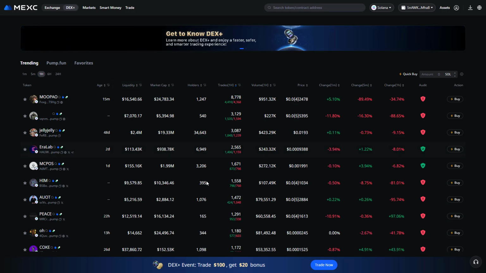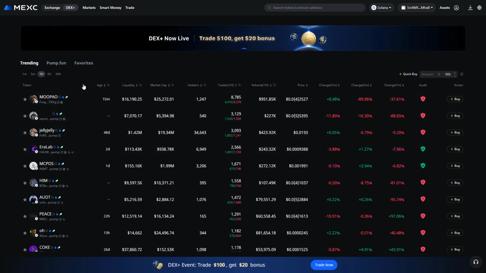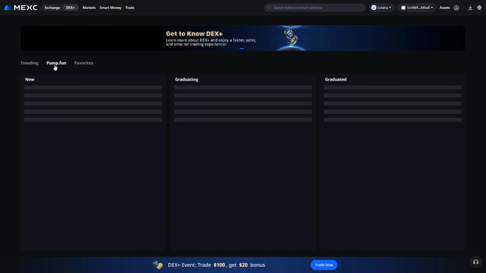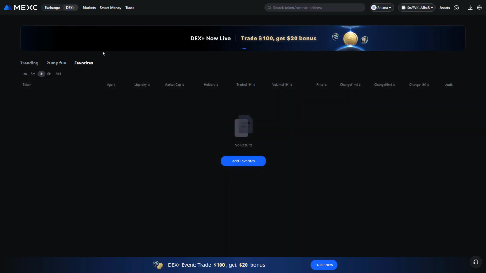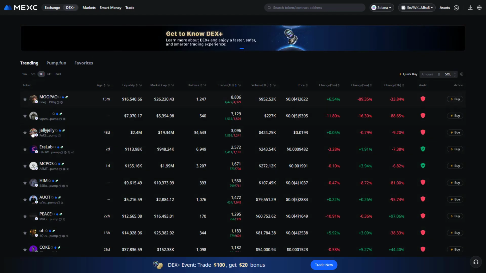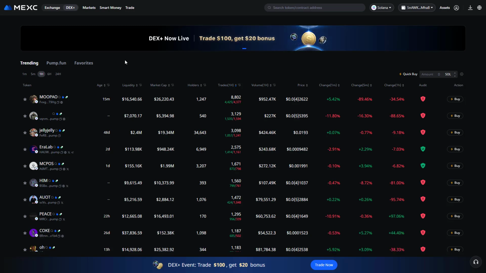This is the main platform or the homepage, and you can see the trading of the tokens here. You can divide them by pump, fun, or by favorite if you have already checked the favorite icon. But for now, to benefit from this, you must have a MEXC account.